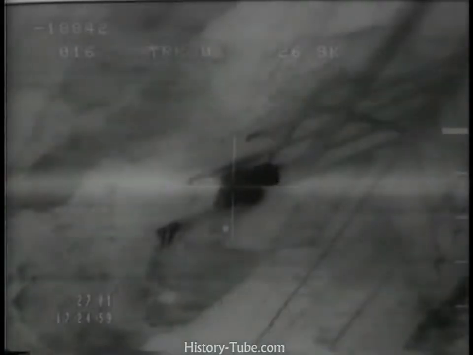Impact. Boom! There's a hit. There's a shack. And, oh yeah, keep it in narrow. Secondaries, big time secondaries.